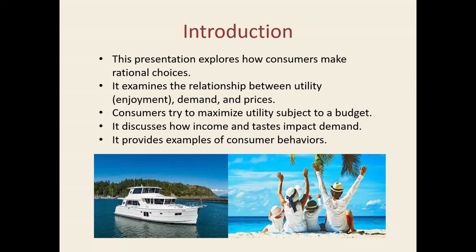We're also going to look at how consumers try to maximize utility subject to a budget. Your budget is based on your available income, but also on the relative prices of goods. So if things become more expensive, even though your nominal income might be the same, your purchasing power, your ability to buy things, will decrease. We'll discuss how income and taste impact demand, and finally provide some examples of consumers' behavior.